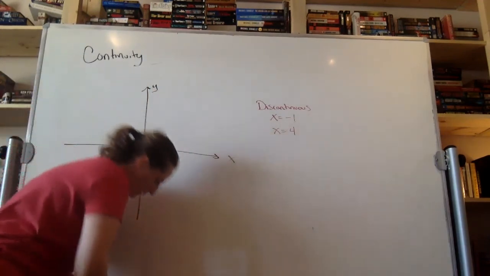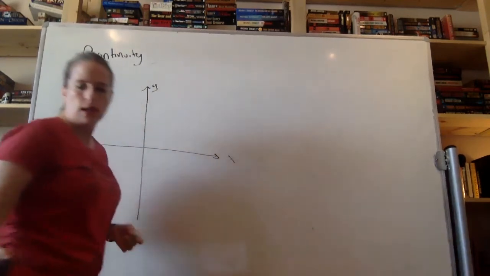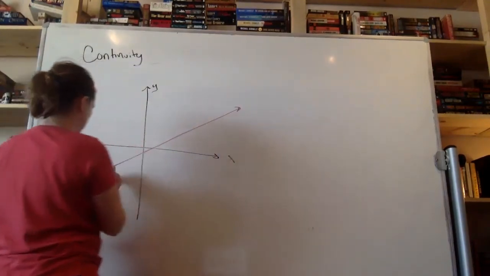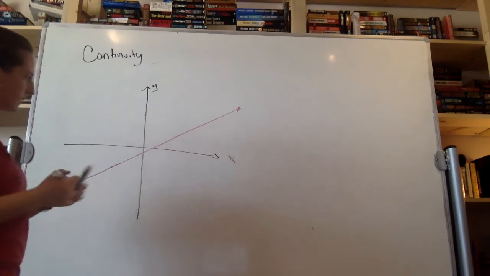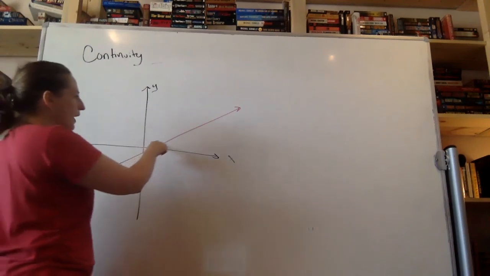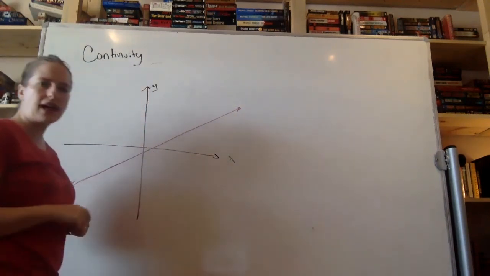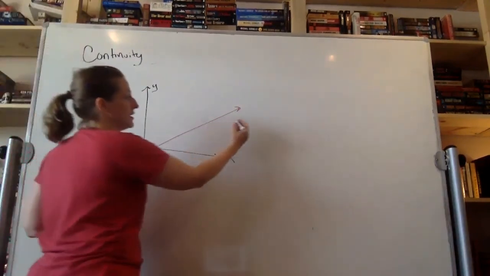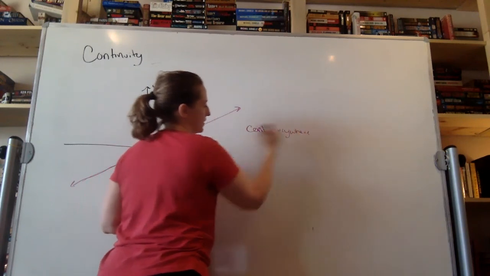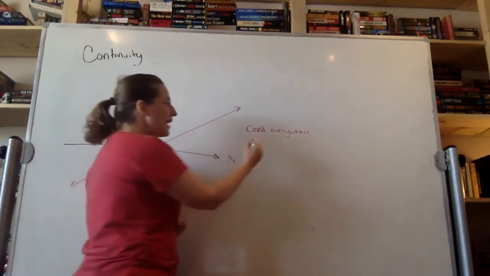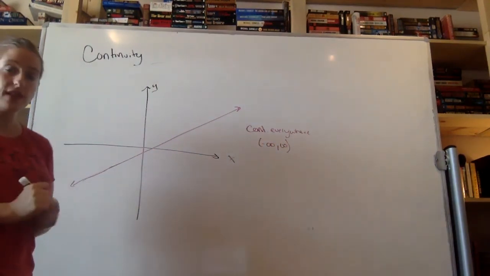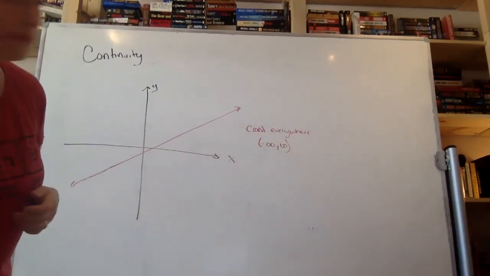So for example, if we take just a simple linear function, say something like this, a nice straight line with positive slope. Well, this line is continuous everywhere. There's no gaps, no jumps, no holes, no vertical asymptotes. So this is continuous everywhere. And how do we say the interval of continuity for something that's continuous everywhere? Well, we say everywhere as negative infinity to infinity. So the interval of continuity for this line would be negative infinity to infinity.